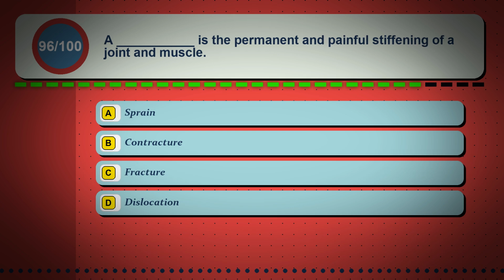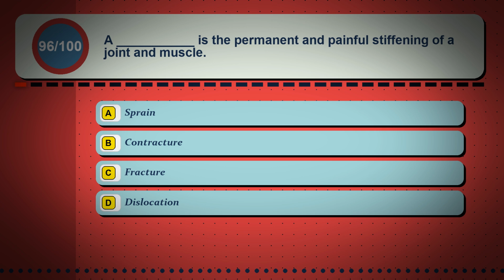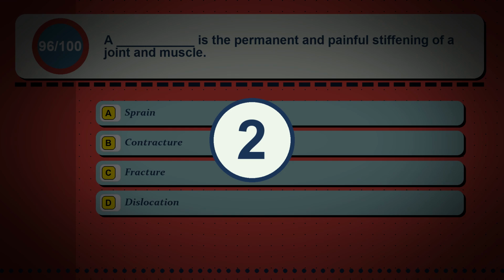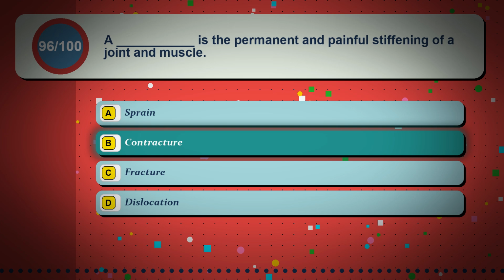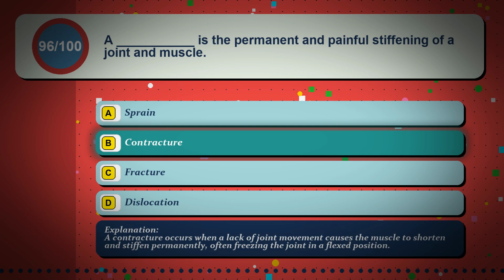Question 96. A blank is the permanent and painful stiffening of a joint and muscle. Option A, a sprain. Option B, a contracture. Option C, fracture. Option D, dislocation. The correct answer is option B, contracture. A contracture occurs when a lack of joint movement causes the muscle to shorten and stiffen permanently, often freezing the joint in a flexed position.